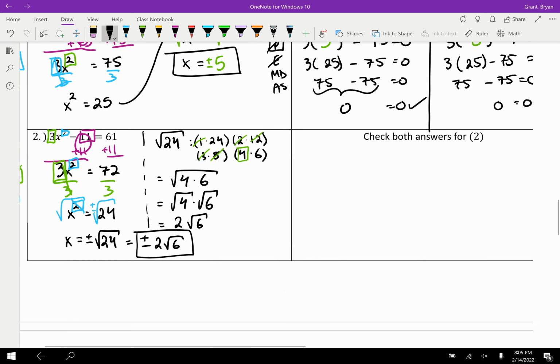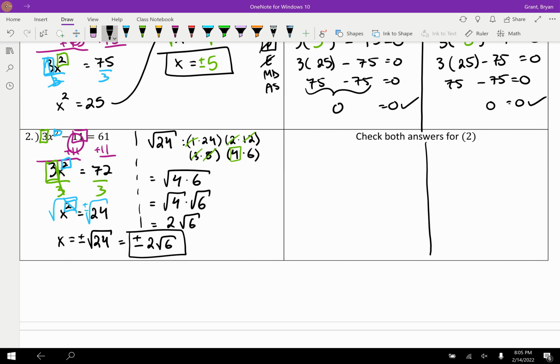All right, let's check our answers over here. We have 2 answers. Let's make sure we're comfortable with it. We'll only go part way with one of them because I think eventually they're going to turn out looking the same. 3 times our x squared minus 11 equals 61, and I'll do the same for both.